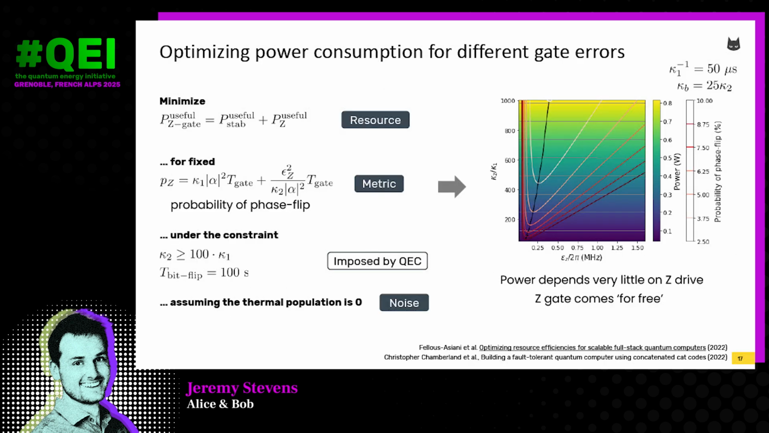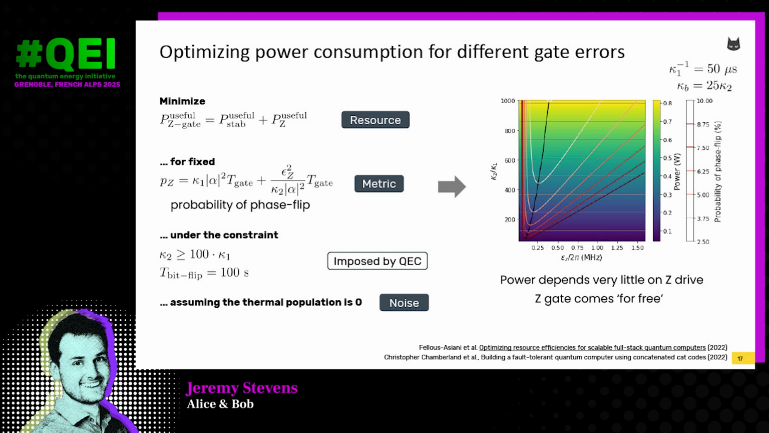So what I'm going to minimize, if I come back to MNR, is the useful Z-gate power. And I haven't introduced this, but there's a formula for the probability of a phase flip during a Z-gate, which is given here. We have an analytical expression for this, which depends on the circuit parameters and on alpha and kappa 2. Under the same error correction constraint that I had previously, but now I'm just going to set the bit flip time to 100 seconds, because we saw in the previous part of the presentation that this basically came for free. And I'm again assuming the thermal population is 0.